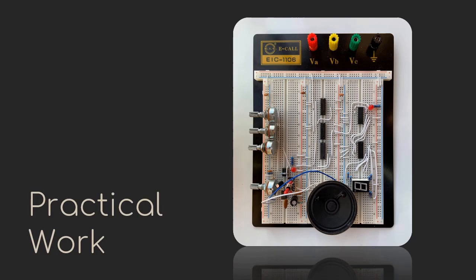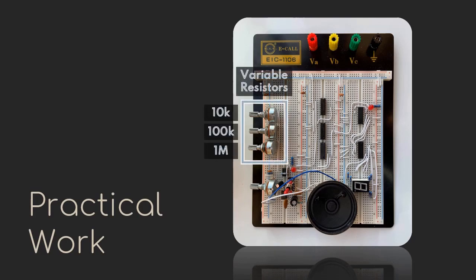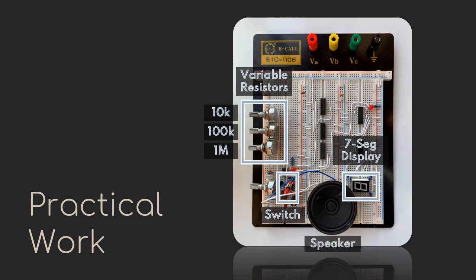We adjust the feedback resistance by turning the 3 variable resistors at the top of the system. This is the 7-segment display. This is a switch for turning on and changing the audio mode. This is the speaker. This is a resistor for adjusting the volume of the speaker.